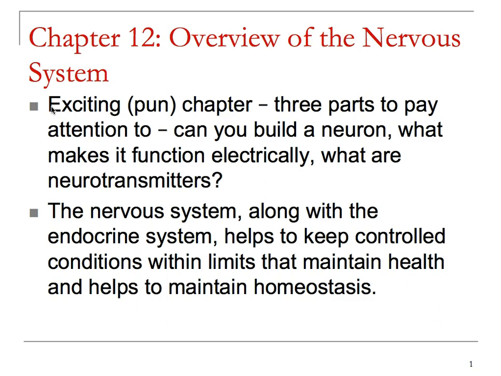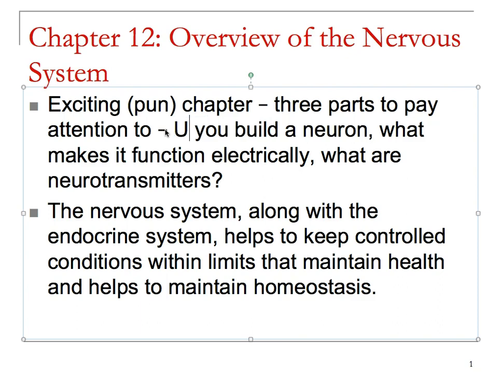Don't roll your eyes, because what you're actually doing inside this chapter is thinking about three parts to pay attention to. One, can you build a neuron? Can you actually do that? By the time you finish this chapter, you should be able to build one. The textbook focuses on a multipolar neuron. You'll see what I mean by that in a minute. Can you build a neuron?